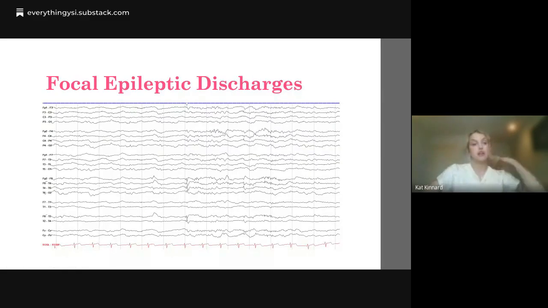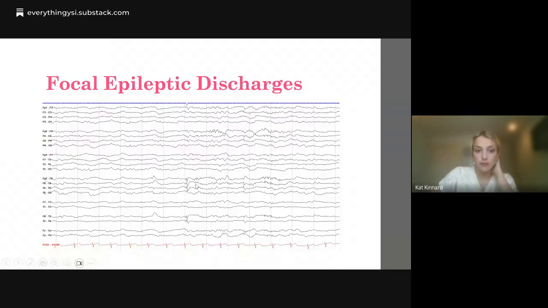Here, it's kind of hard to see with an untrained eye, but if you look at the fourth row of waves, you can see the spiky activity, and then it appears again in the sixth row of waves. Notice that the abnormal discharges are localized to one part. It's one region rather than appearing throughout the entire recording, which you would see with generalized. It's in the right temporal lobe here.